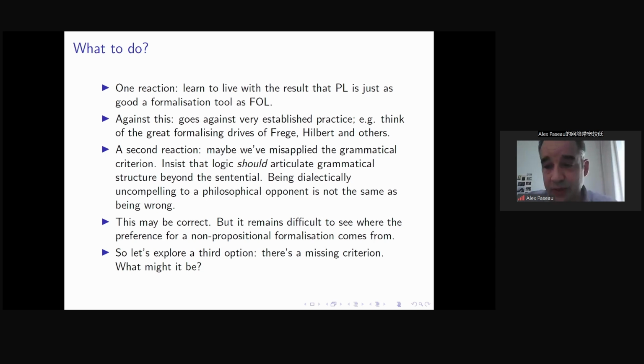It seems integral, essential to good formalization, to understanding, to capturing the logical form of mathematical sentences, that we formalize them in first order logic, predicate logic, or some other logic at least, and that predicate logic does a better job. First order logic does a better job than propositional logic. Okay, so let's set aside this first reaction, but as I say, it is a possible reaction.